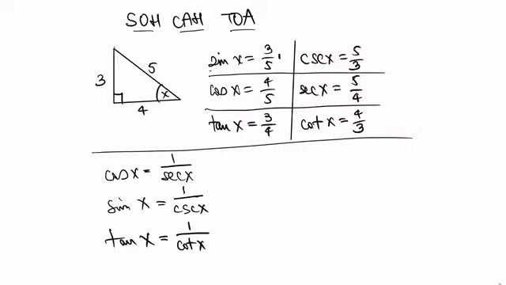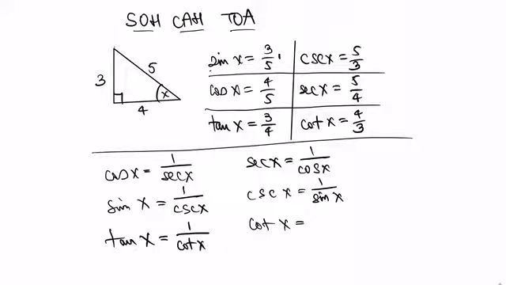Let's flip it now. So secant of x is equal to 1 over cosine of x, and cosecant of x equals 1 over sine of x. And then cotangent of x equals 1 over tangent of x. So those are the inverse functions.